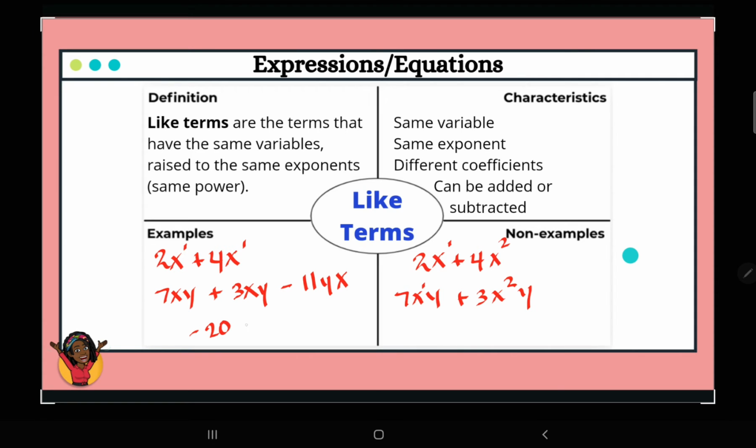Negative 20 plus 3. Both of those are constants. Constants are like terms. However, 3 plus 2x are unlike terms because there is an x here on the 2. Okay, so these are just a few examples of like terms and a few non-examples of like terms so that you can see the difference between the two.